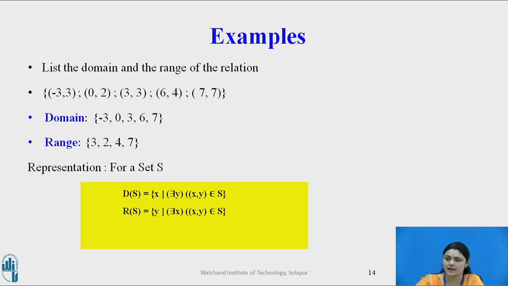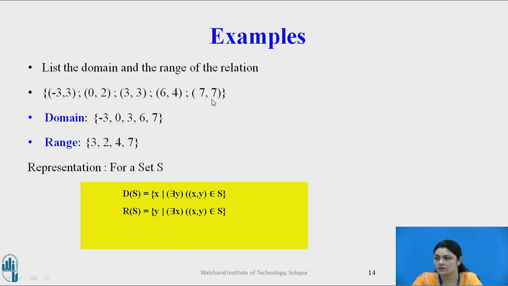Let us see one more example. List the domain and the range of the relation. Your question is (-3, 3), (0, 2), (3, 3), (6, 4) and (7, 7). The domain will be all the x values: -3, 0, 3, 6 and 7. The range will be 3, 2, 3, 4 and 7.